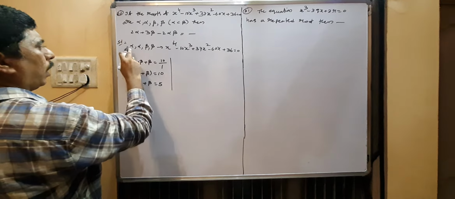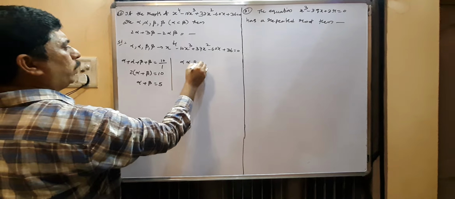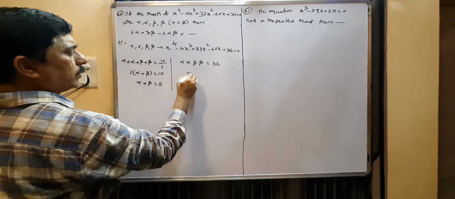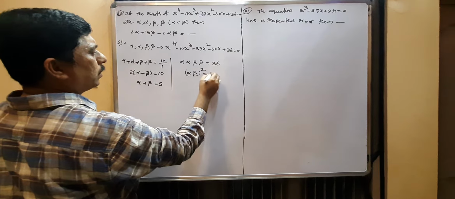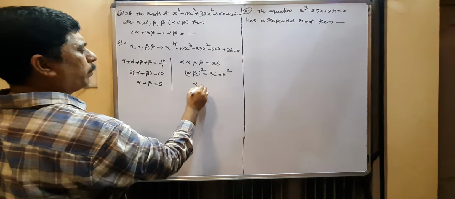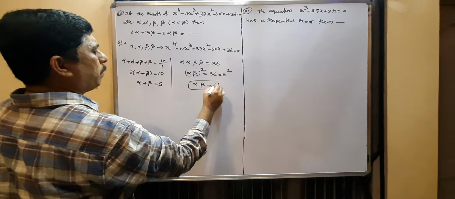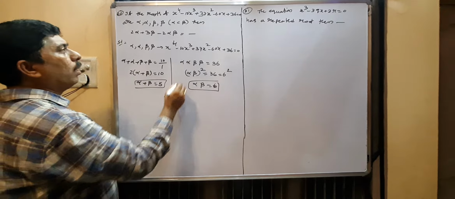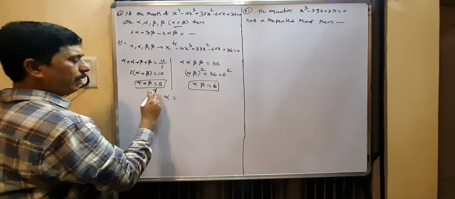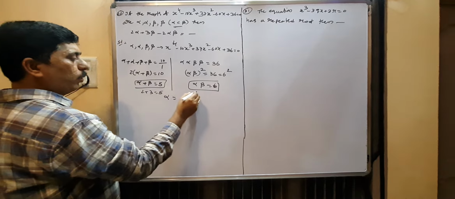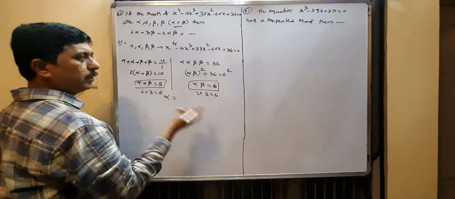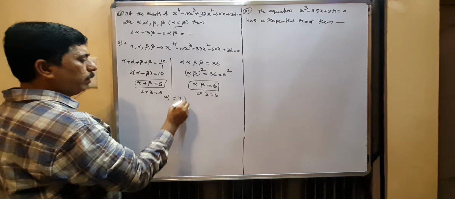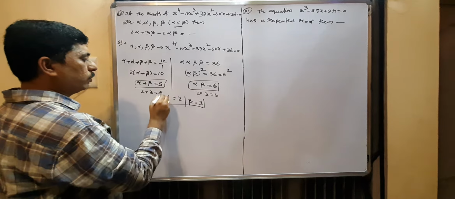If we take the product of the roots, alpha into beta whole square is e by a, that is 36. 36 means 6 square, then alpha beta is 6. So the sum of two numbers is 5 and the product of two numbers is 6. That means 2 plus 3 is 5, and 2 into 3 is 6. So both conditions are satisfied. Alpha less than beta is given, so alpha is the smaller number 2, beta is the bigger number 3.